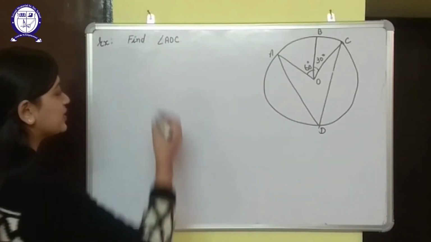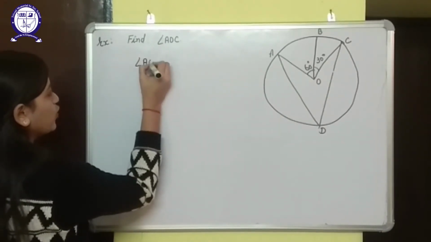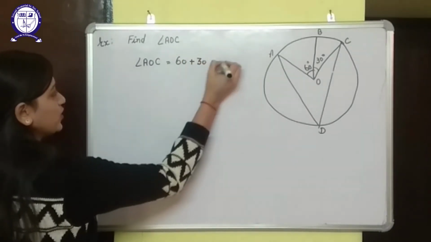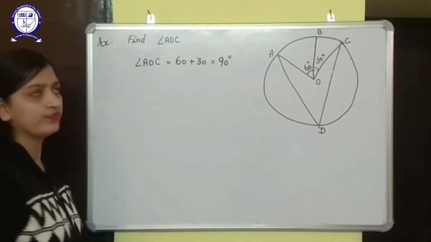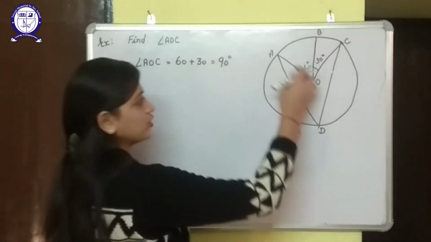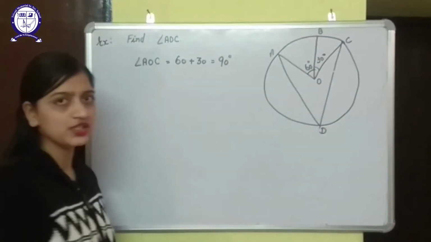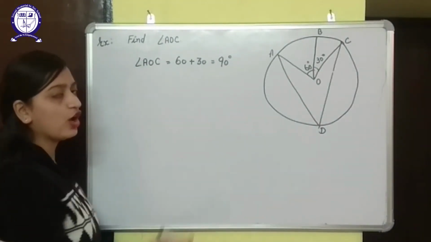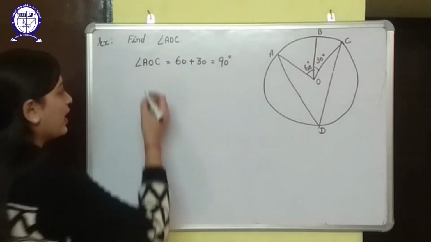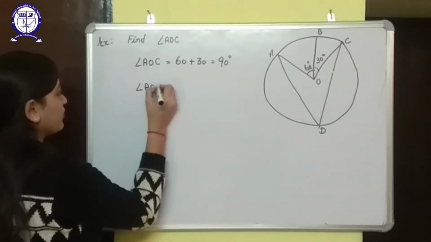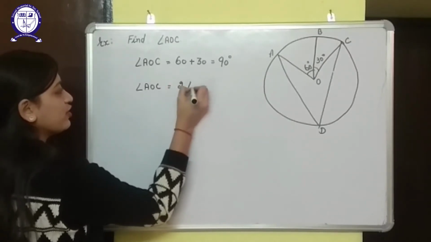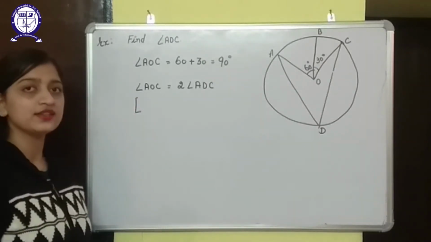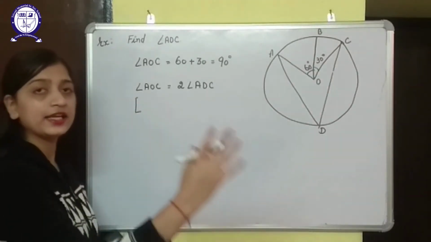Now you can see that this is the figure which is similar to theorem 10.8. Now you can say that angle AOC is equal to 60 plus 30, which is equal to 90 degrees. We know that this angle AOC will be the sum of these two angles, so this is 90 degrees. And we need to find angle ADC. Now by theorem 10.8 we know that angle AOC is twice of angle ADC. And after that we need to write the result. We have to write the statement of that theorem.